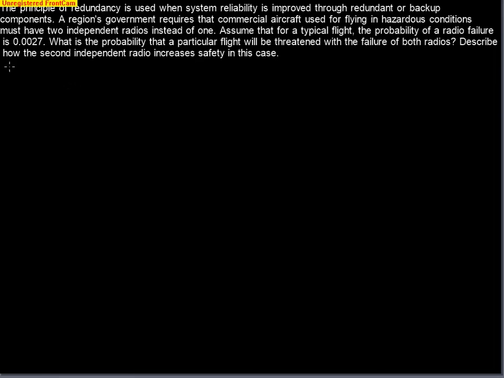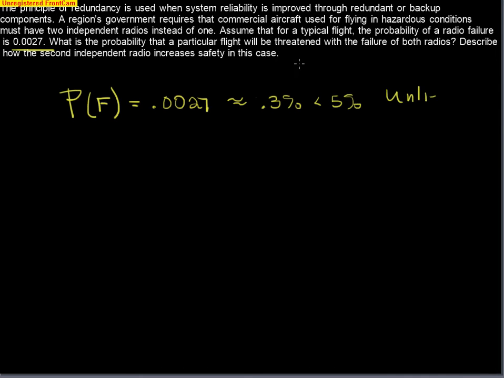So in this case, what we're given here, the 0.0027, is the probability of a radio failure. Call that F, probability of event F, which is the radio fails. We're told that probability is 0.0027. So that's already a very low percentage. It's much less than our 5% rule. So it's already an unlikely event that even one radio would fail. But let's see what our improvement is.